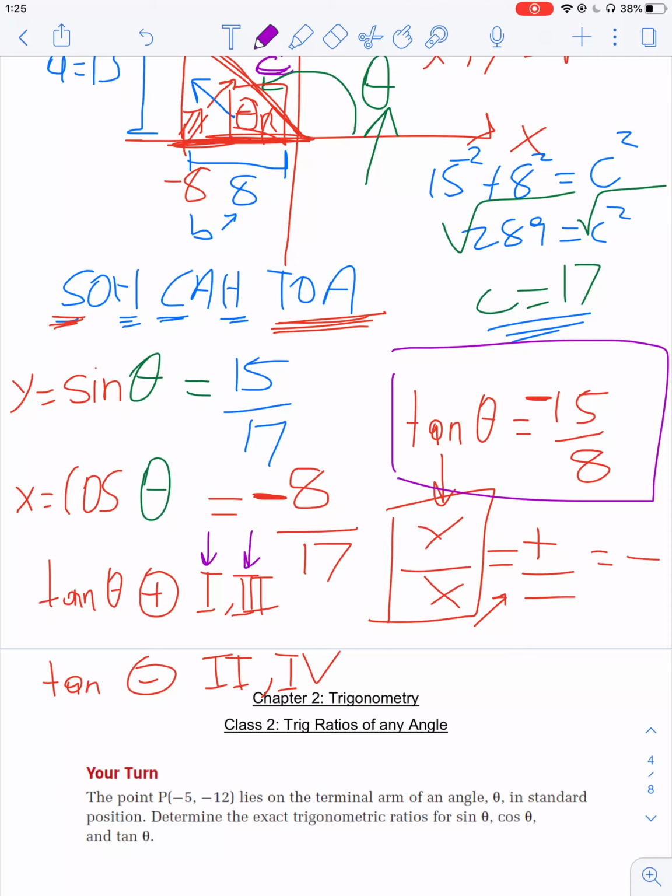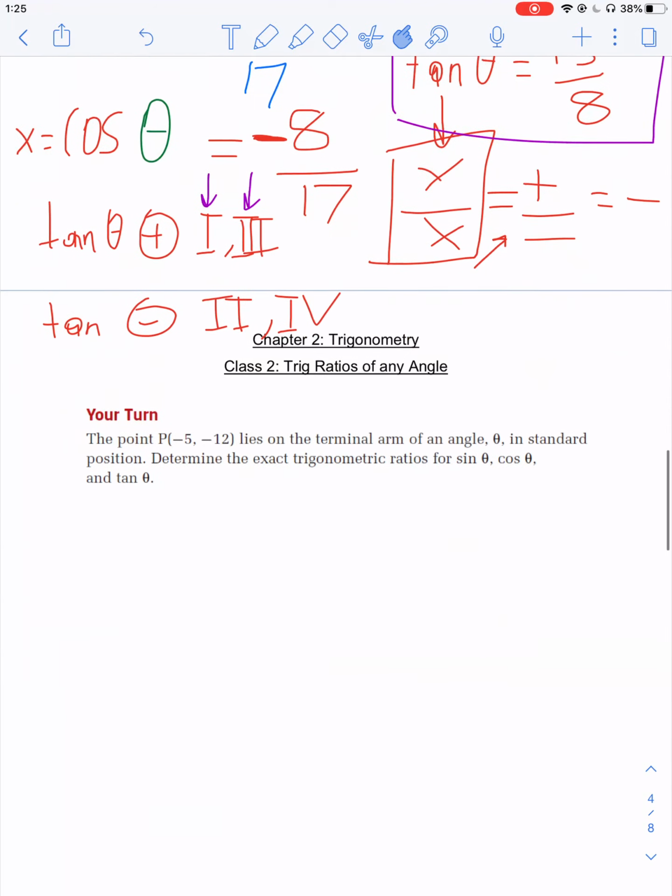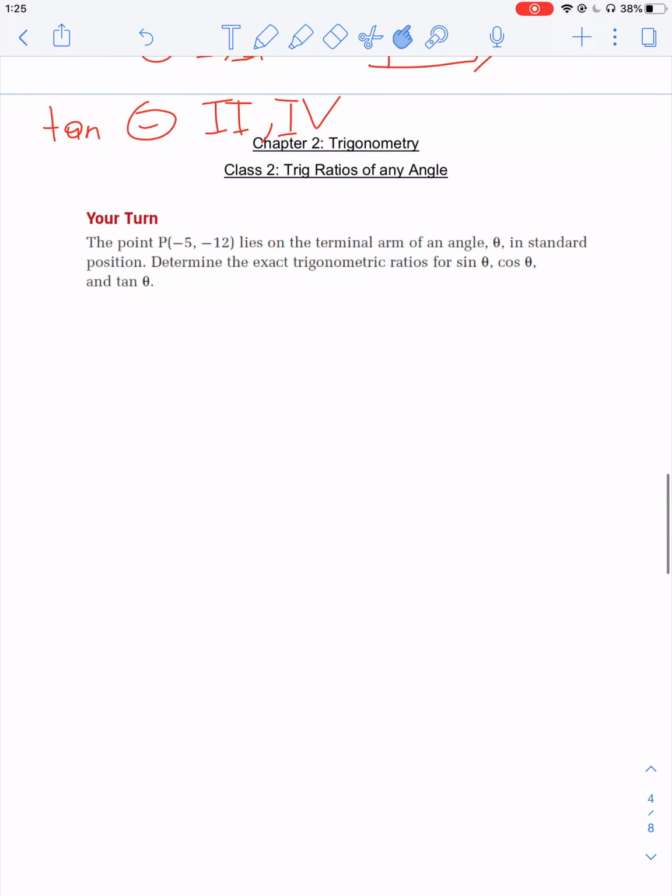So, I've given you two ways of remembering this. Go with whatever works best for you, okay? So now your turn. I'm going to ask you to pause the video, plot the points, and find the exact trig ratios, okay?